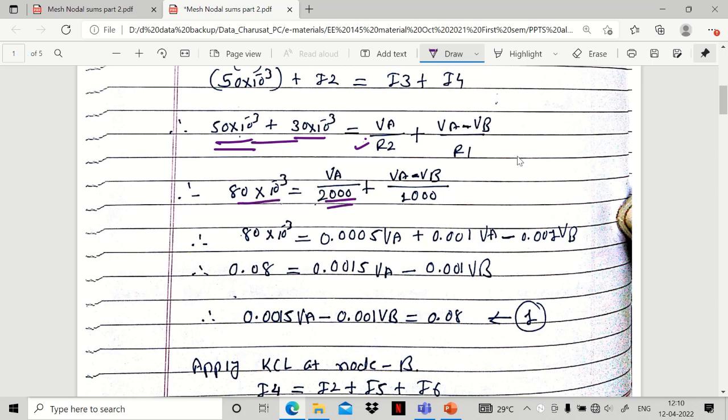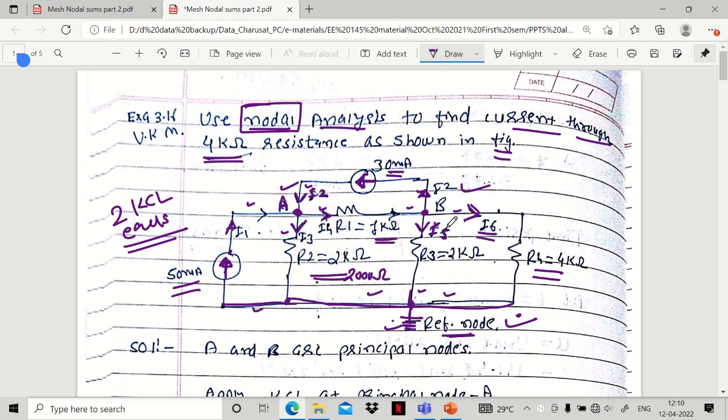VA upon R2, which is 2000 ohm, plus VA minus VB upon R1, which is 1 kilo ohm, so it is 1000. Simplify this, and ultimately you will obtain equation number 1, which is 0.0015 VA minus 0.001 VB is equal to 0.08. There are two unknown variables, VA and VB, so there will be two equations. Two variables, two equations.